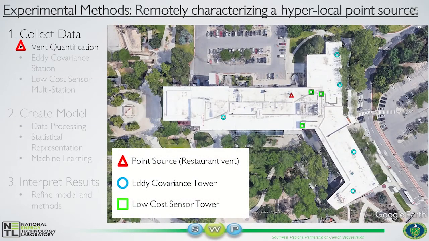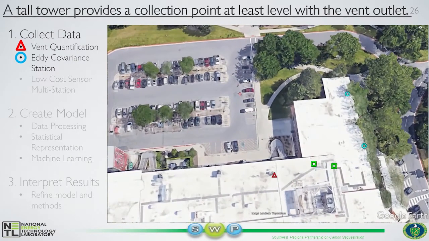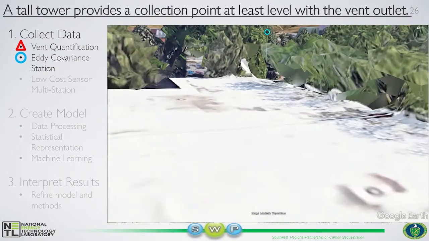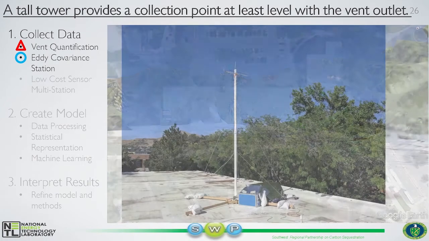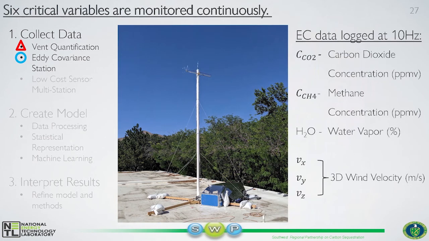Now, with our vent quantified, we look to collect data remotely in different places on the roof using different types of instruments. The first of these is called an eddy covariance system, which is seen here mounted atop a tower on the roof of the Union. This tower collects CO2, methane, water vapor, and 3D wind velocity data at a very fast rate, 10 data points per second, or 10 hertz. These eddy covariance systems are an industry standard in flux studies, but come at a hefty cost, some costing upwards of $100,000 or more.